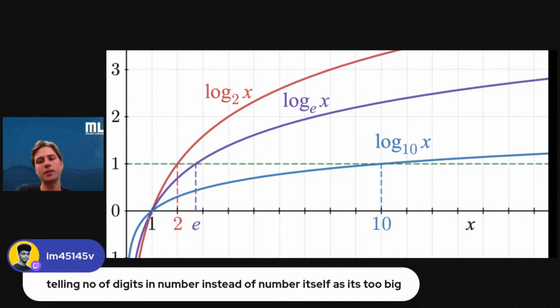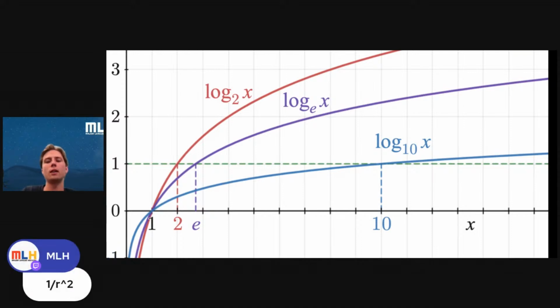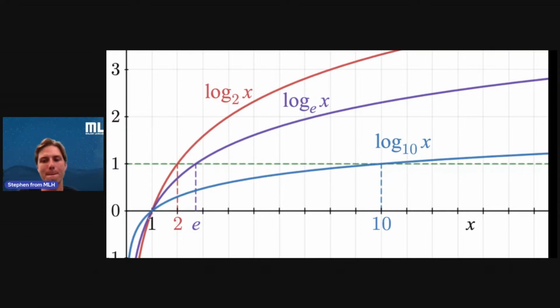Yeah, exactly. You're essentially telling the number of digits in a number by using a logarithm. That is basically what you're doing, especially if your logarithm is a log 10 scale or a log 2 scale. And yes, many times you feel it stronger depending on how close you are to the epicenter. Yeah, I was pretty close to this one, which is why I felt it so much. And actually, it drops off like 1 over r squared, I think. So the further you are, let's say you're twice as far away, you're 4 times less impacted, generally. But I know there's some more nuance to that as well.